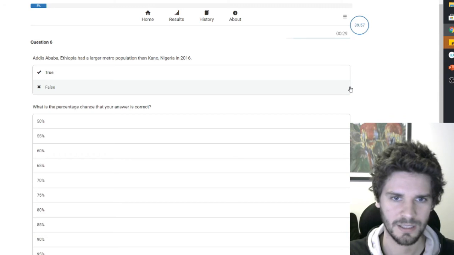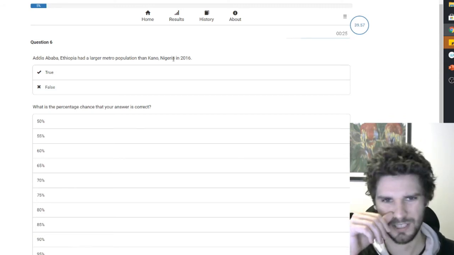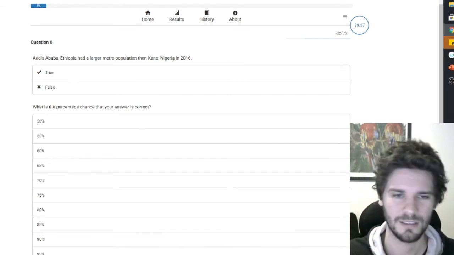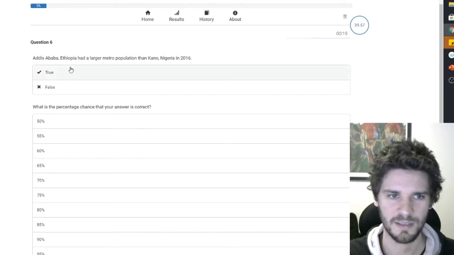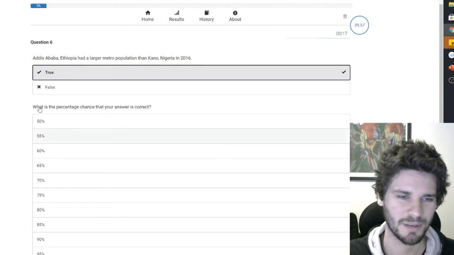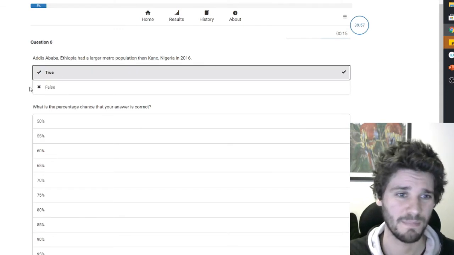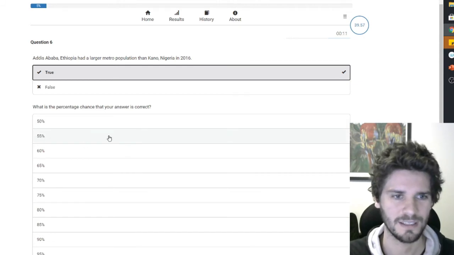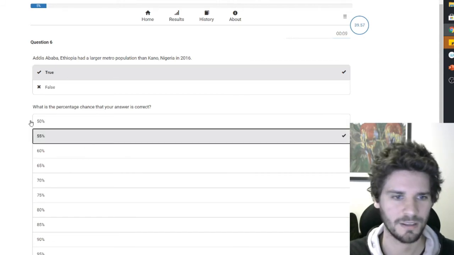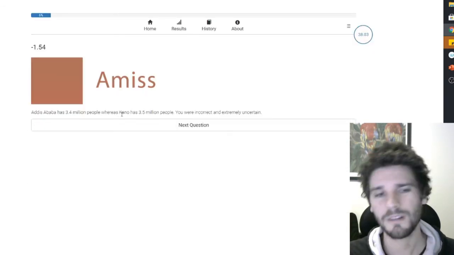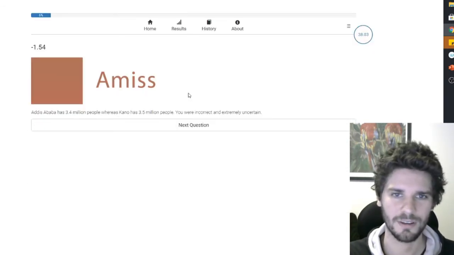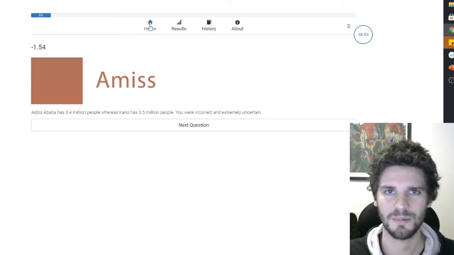Addis Ababa and Kano. I've actually heard of a few cities in Nigeria, and I haven't heard of Kano. But I have definitely heard of Addis Ababa, so I'm going to go true. But I'm pretty uncertain here, especially as Nigeria is massive in terms of population. I don't actually know if I'm even better than guessing. But I've only got 10 seconds left. Well, okay, they were really close. So I'm not super upset there. Okay, that's city populations. Let's try one more.